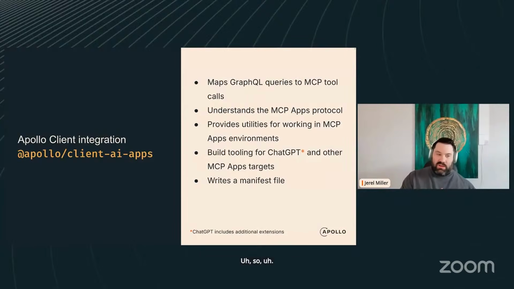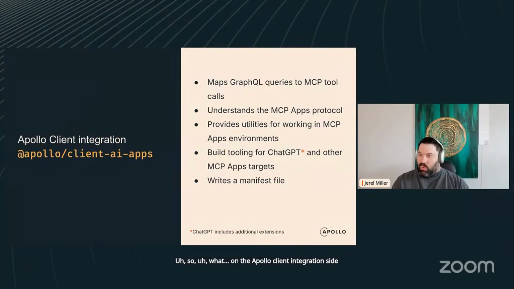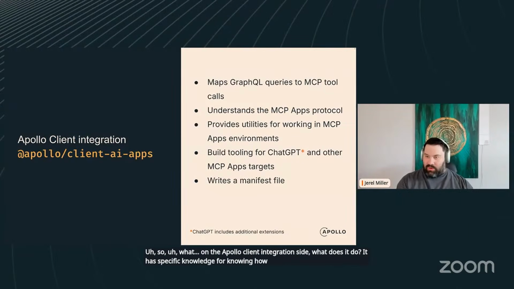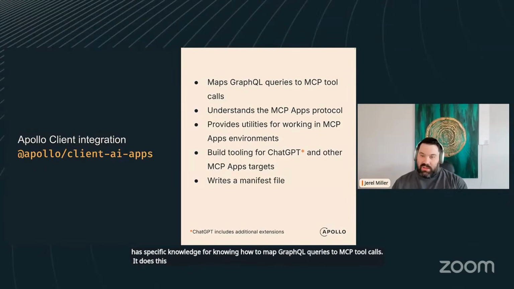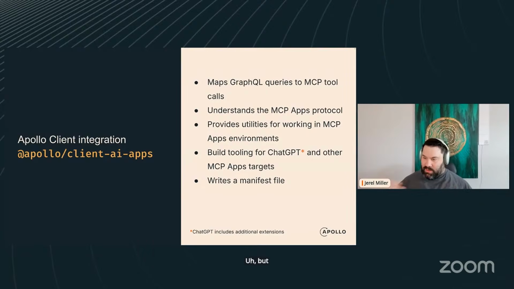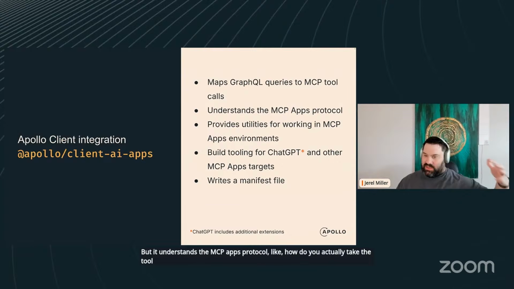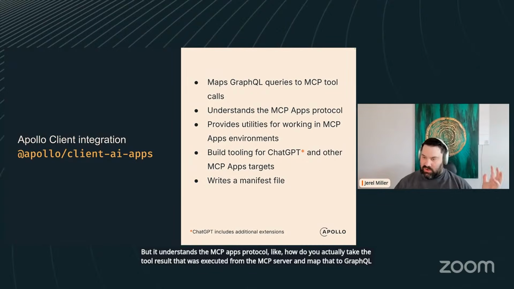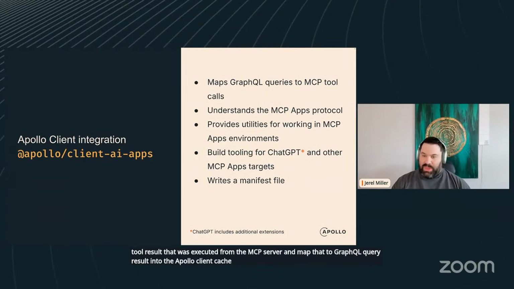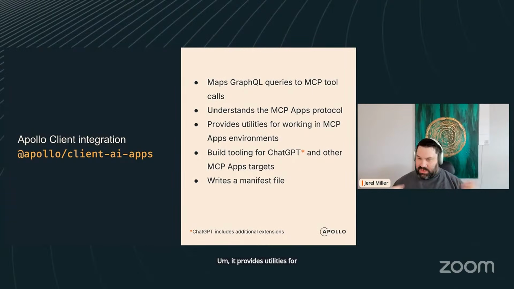On the Apollo client integration side, what does it do? It has specific knowledge for knowing how to map GraphQL queries to MCP tool calls. It does this by writing a manifest file, which you'll see a little bit later here. But it understands the MCP apps protocol, like how to take the tool result that was executed from the MCP server and map that GraphQL query result into the Apollo client cache. It provides utilities for working in the MCP apps environment.